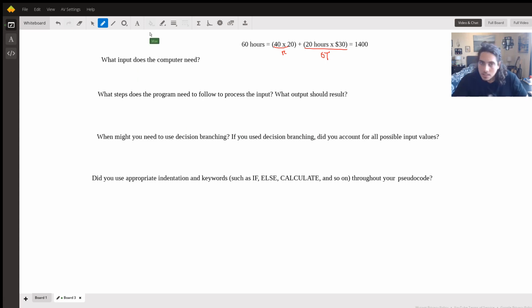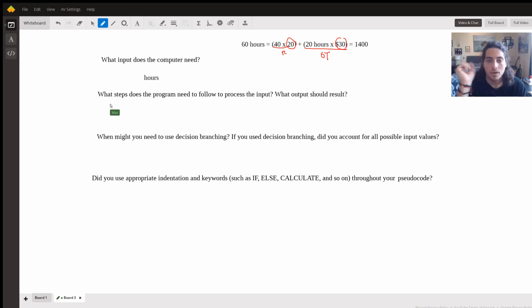Well, the only input we need here is the hours. Because when you think about it, we are told that overtime pay is $30 an hour and regular pay is $20 an hour for every employee. So we don't need that as an input. That's already a known. Okay, so let's look at the second question.